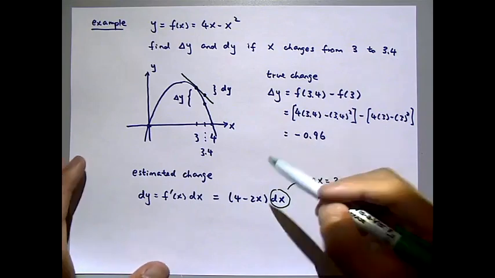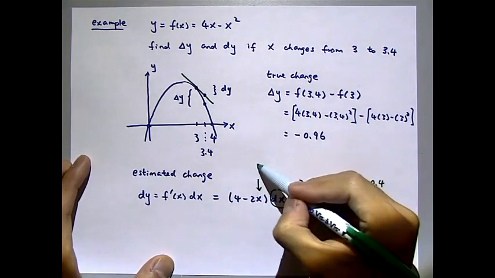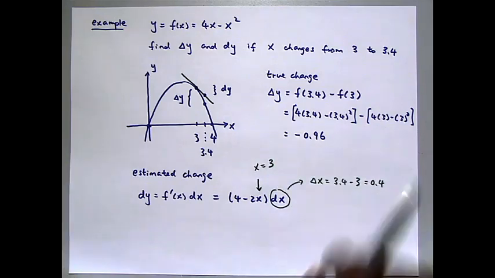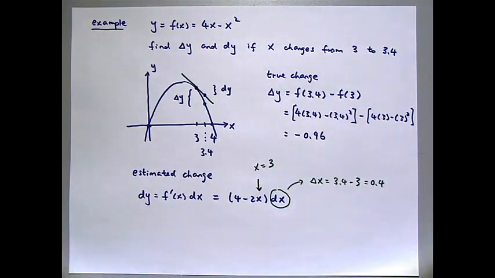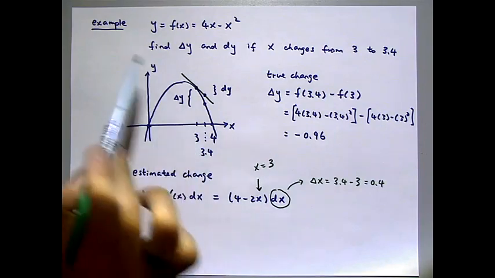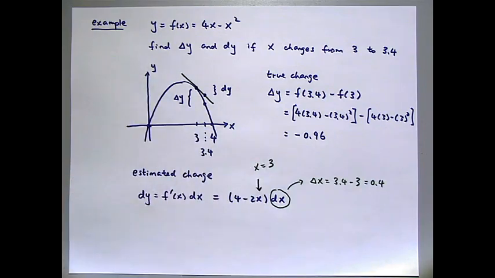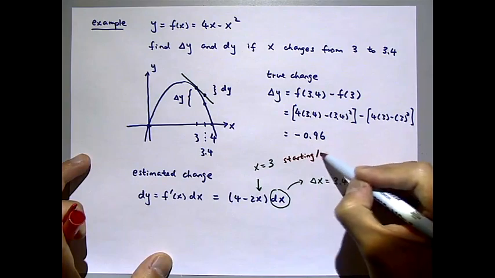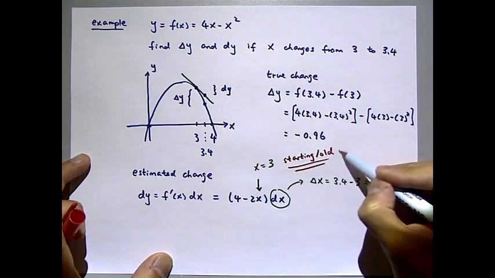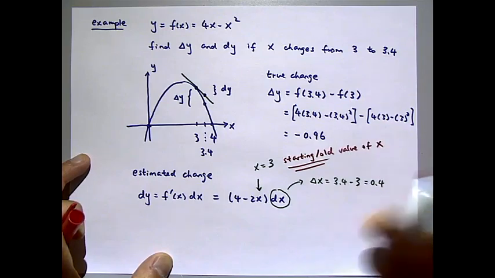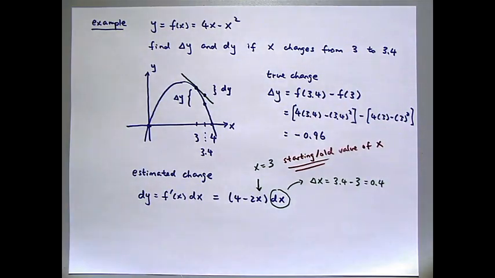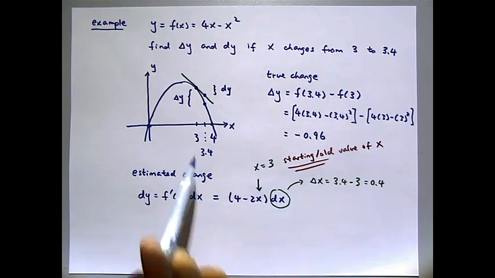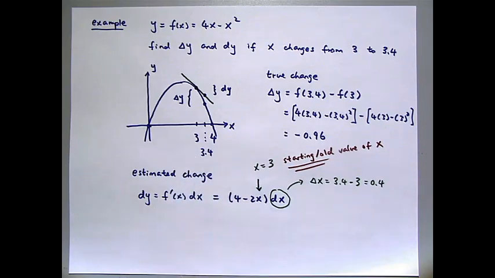The important thing about this x right here, we have to use 3 and not 3.4. And the reason is because that's where we built our linear approximation. So this is the starting, old value of x. And we use it because that's where the tangent line is built. We built the tangent line at 3. We're starting at 3. We build a tangent line there. We don't use 3.4. That's not where we build a tangent line.